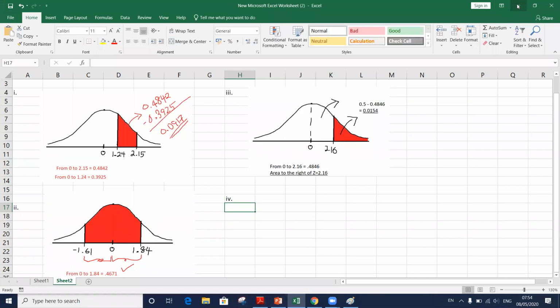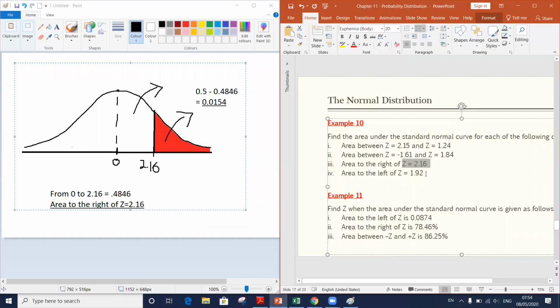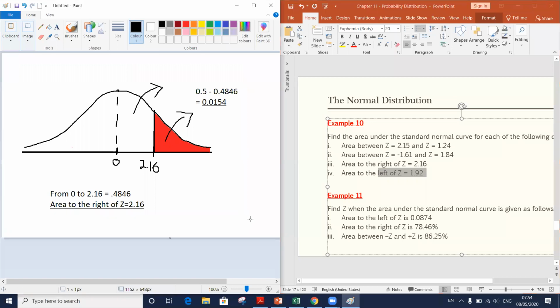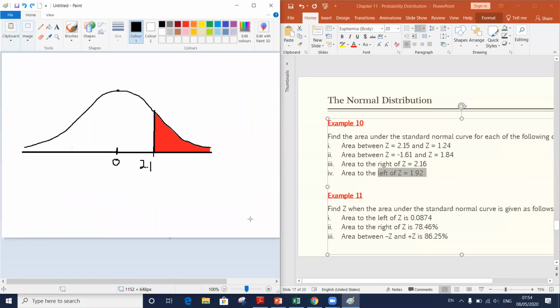What is part 4? Area to the left of Z equals 1.92. Right? And we will take 1.92. Since it is a positive value, it should be to the right hand side from point 0, right?